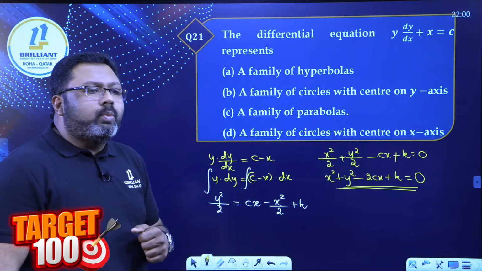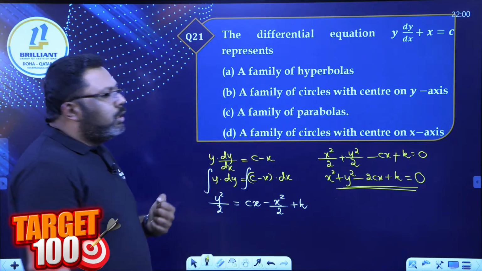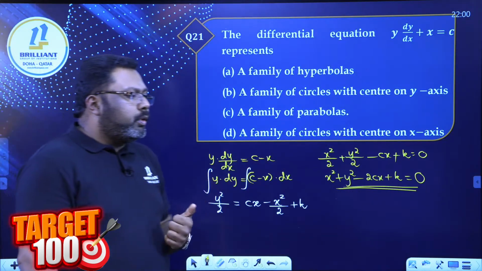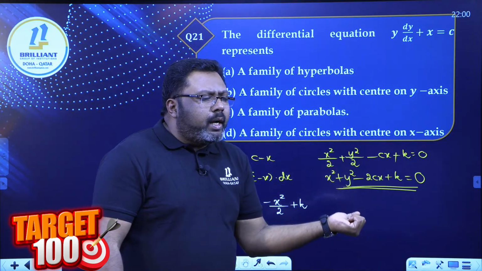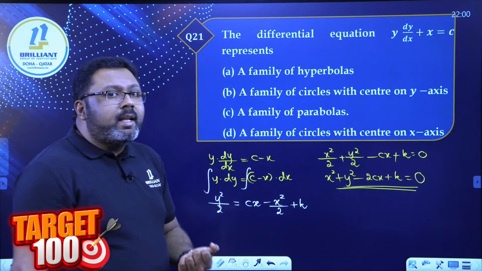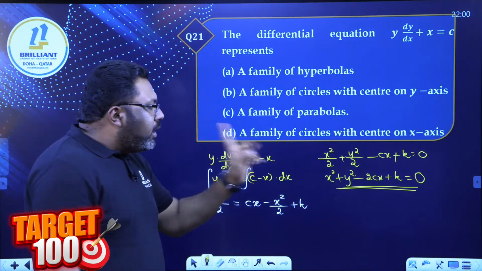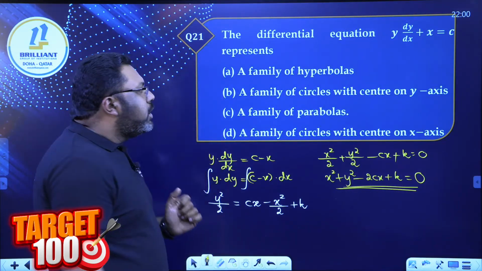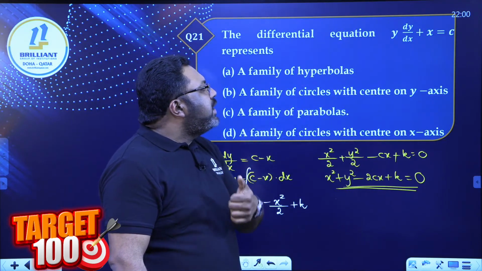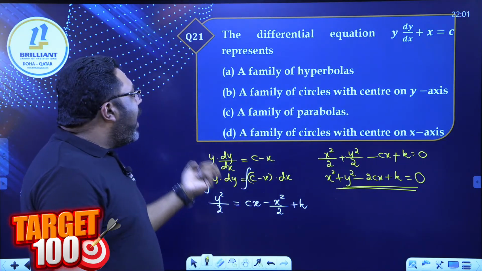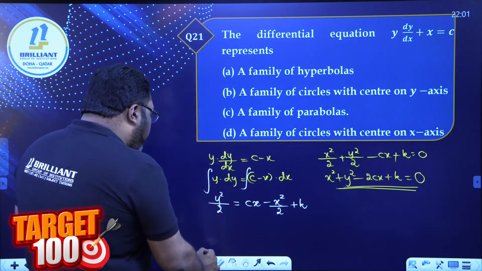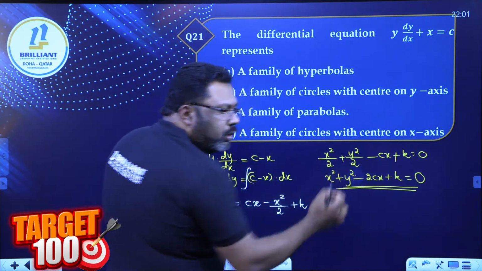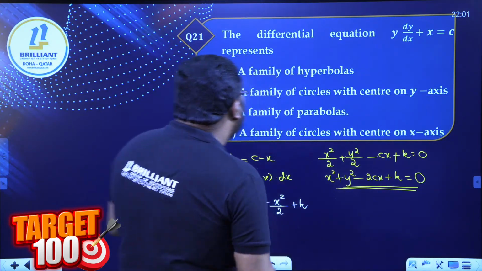This represents what? Can anyone tell me? x squared plus y squared usually represents a circle. Yes, it represents a circle, but two options are there with circle. A family of circles with center on y-axis, or a family of circles with center on x-axis. I would say option... Nobody has given that answer.